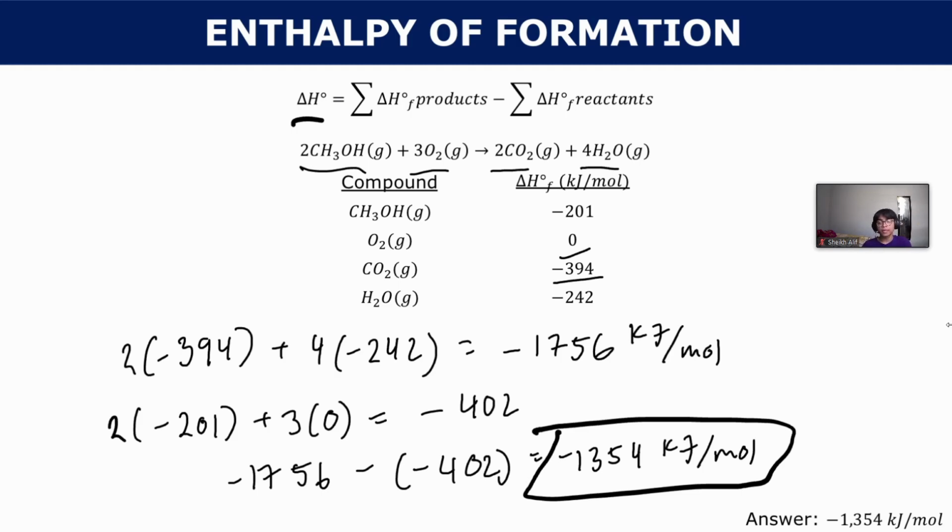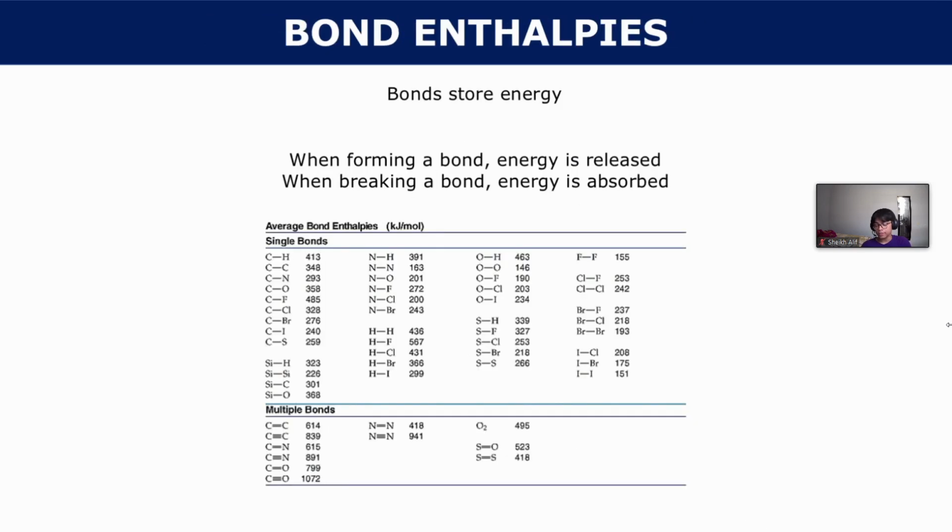Another type of enthalpy I want to go over is bond enthalpies. So bonds are going to store energy. When you form a bond, energy is going to be released. And when you break a bond, energy is absorbed. So you have a chart of bond enthalpies right here. And although you have these values, the sign of the value is going to change depending on whether you're forming or breaking that bond.